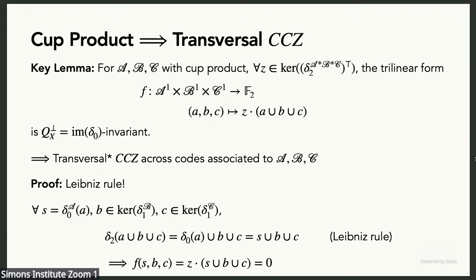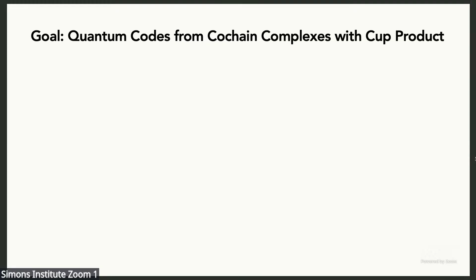Great. So I guess the takeaway here is that the Leibniz rule implies that the cup product gives transversal CCZ. So now we've reduced our goal to constructing quantum codes from cochain complexes with a cup product.